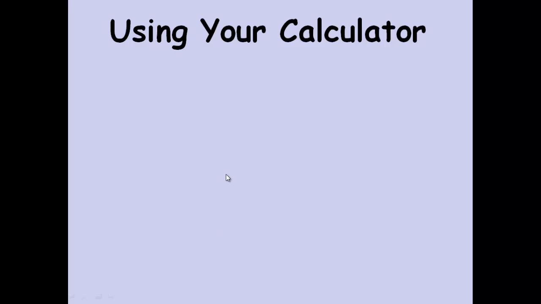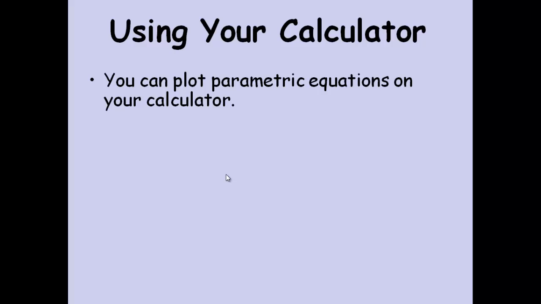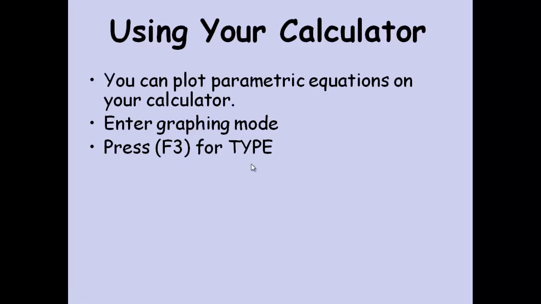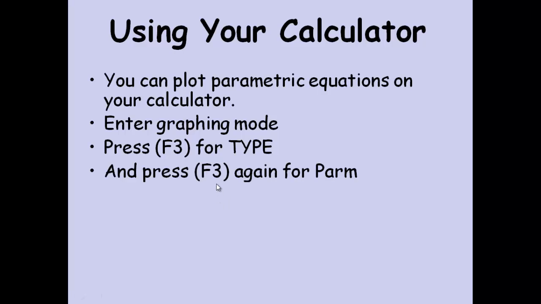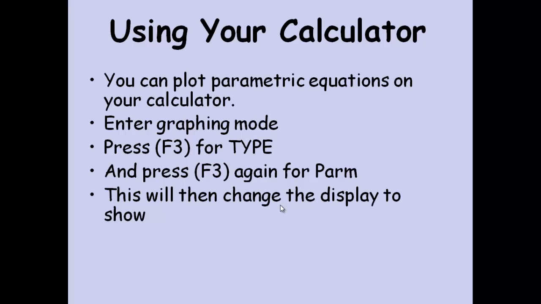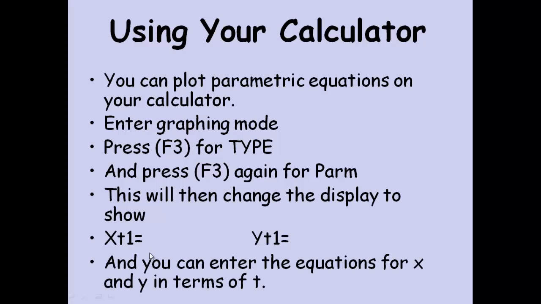We can plot parametric equations directly using the calculator without needing to change them into Cartesian equations. And we do this using the parametric equation mode. So we enter the graph mode, we press F3 for graph type, and then if we press F3 again it says PARM, short for parametric, and instead of y equals we then get xt1 equals and yt1 equals, and we enter our equation in there in terms of t using the same button as we use for x. In this mode it will automatically go to t.